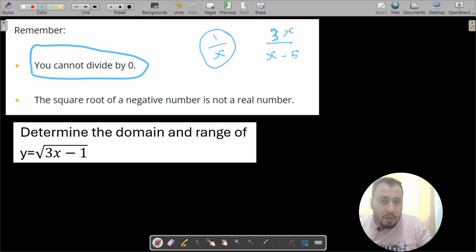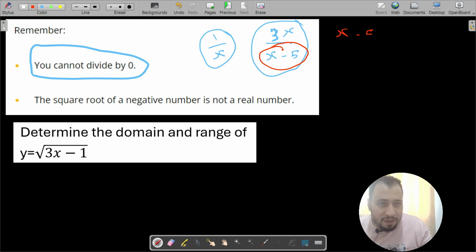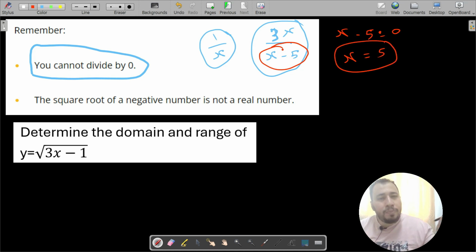Okay? Here, in this function here, you can put x with any number except what? Except the value which will make your denominator 0. So what is the value which will make your denominator 0? Here, x minus 5 equals 0. So x equals 5. That means you can put x with any value other than 5, so x cannot equal 5. And we'll take this in the second example.